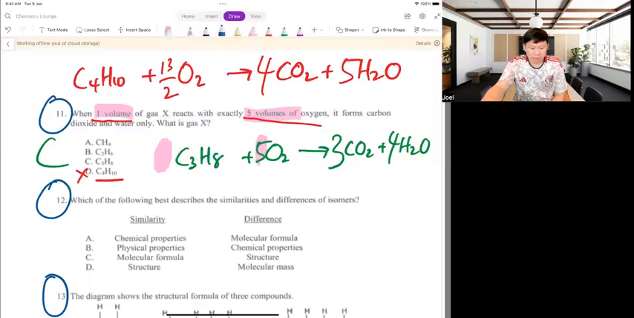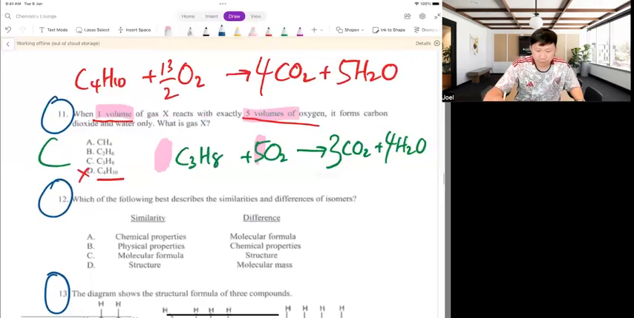They did not state liquid, so I assume A, B, C are all gases. If it's a liquid or solid, you cannot use volume ratio, it's mole ratio.